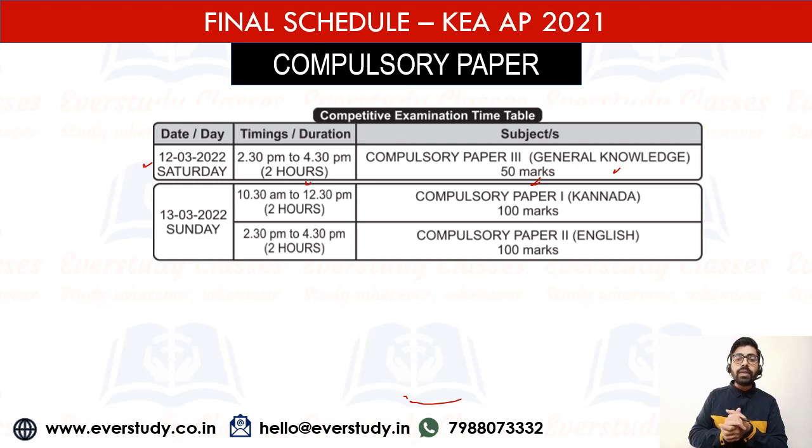And then on Sunday, 13th of March 2022, you are going to have two papers. These are the compulsory paper 1 and 2 of Kannada and English, and they are going to be descriptive papers. You just have to pass these papers. The final marks of these papers are not going to be included in your final scores for the purpose of merit.